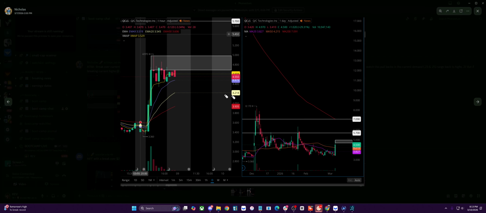I would also say to note this level here, which seems to be key on the daily chart. What is that, like 630 or so? 630, 640, 650, something like that. Apart from that, though, this is fantastic.